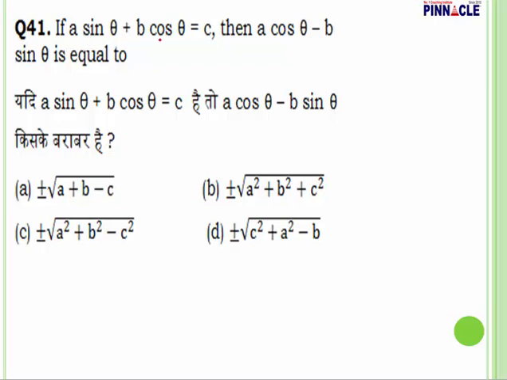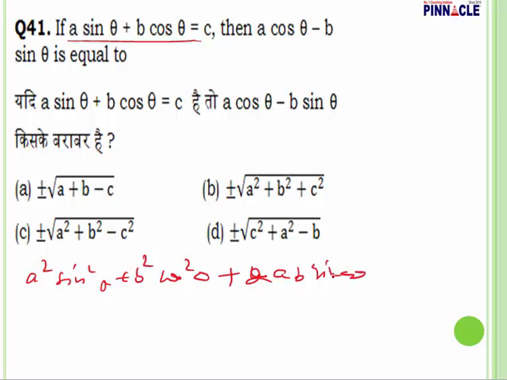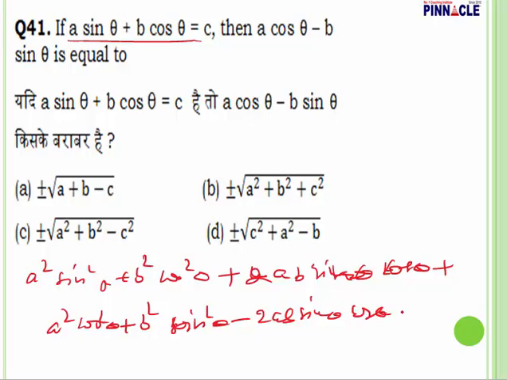If A sin theta plus B cos theta is equal to C, then A cos theta minus B sin theta is equal to what? Such kind of question you can solve by squaring and adding. So squaring this, you will find A square sin square theta plus B square cos square theta plus 2AB sin theta cos theta, plus now write A square cos square theta plus B square sin square theta minus 2AB sin theta cos theta is equal to C square, plus X square.